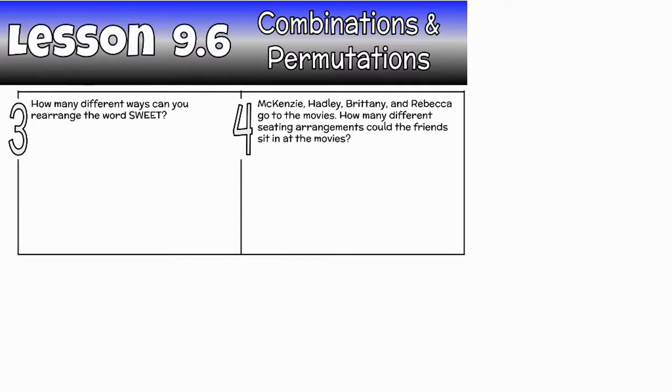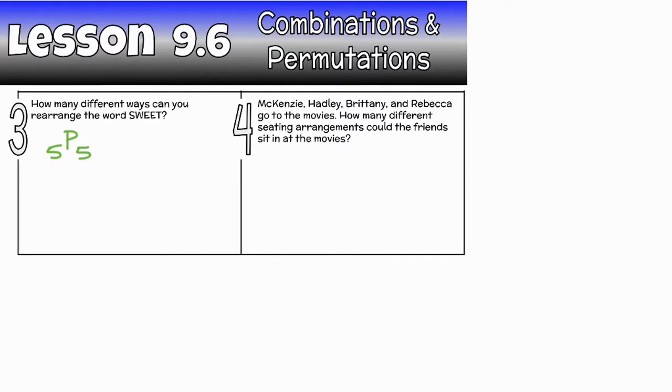All right, so on example 3 here, how many different ways can you rearrange the word sweet? Now, this one is a permutation because the order does matter. So we are going to have 5 permutation 5. There are 5 letters, 1, 2, 3, 4, 5, and I'm going to fill in all 5.